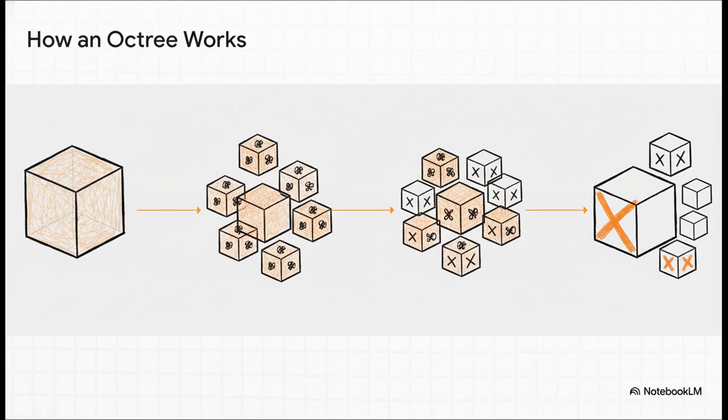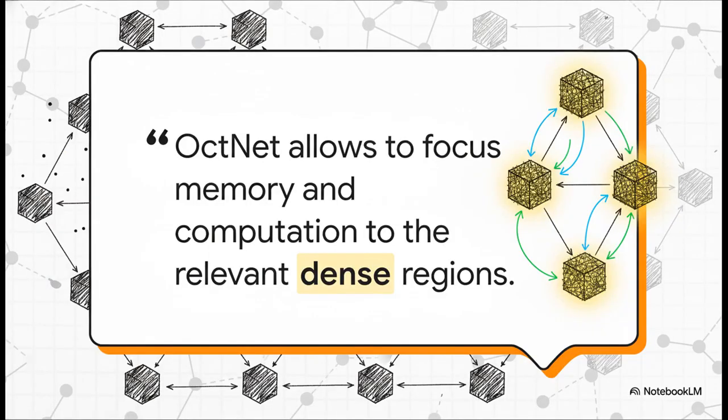But, and this is the crucial part, if a cube is totally empty, you just stop. You don't split it again. That one single node now represents a huge chunk of empty space, which saves an absolutely massive amount of memory and processing. And this is the core idea behind OctNet, right from the original paper in 2017. By building a neural network on this super efficient octree structure, the AI can focus its memory and its computation only on the important stuff, the relevant dense regions.